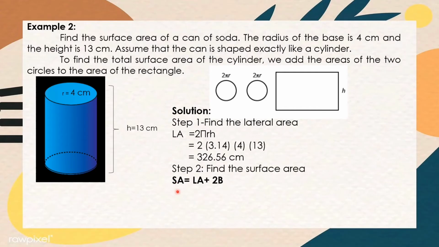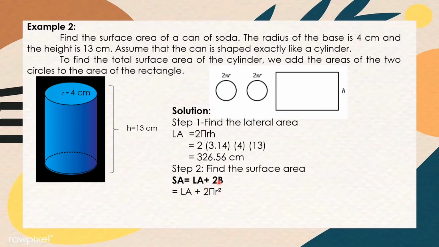So the second step now is to find the surface area. The formula we have here is: surface area is equal to lateral area plus the two bases. So what are these two bases here? These are the two circles. Since the lateral area is given, let us solve for the two bases. So we have lateral area plus 2 pi r squared.